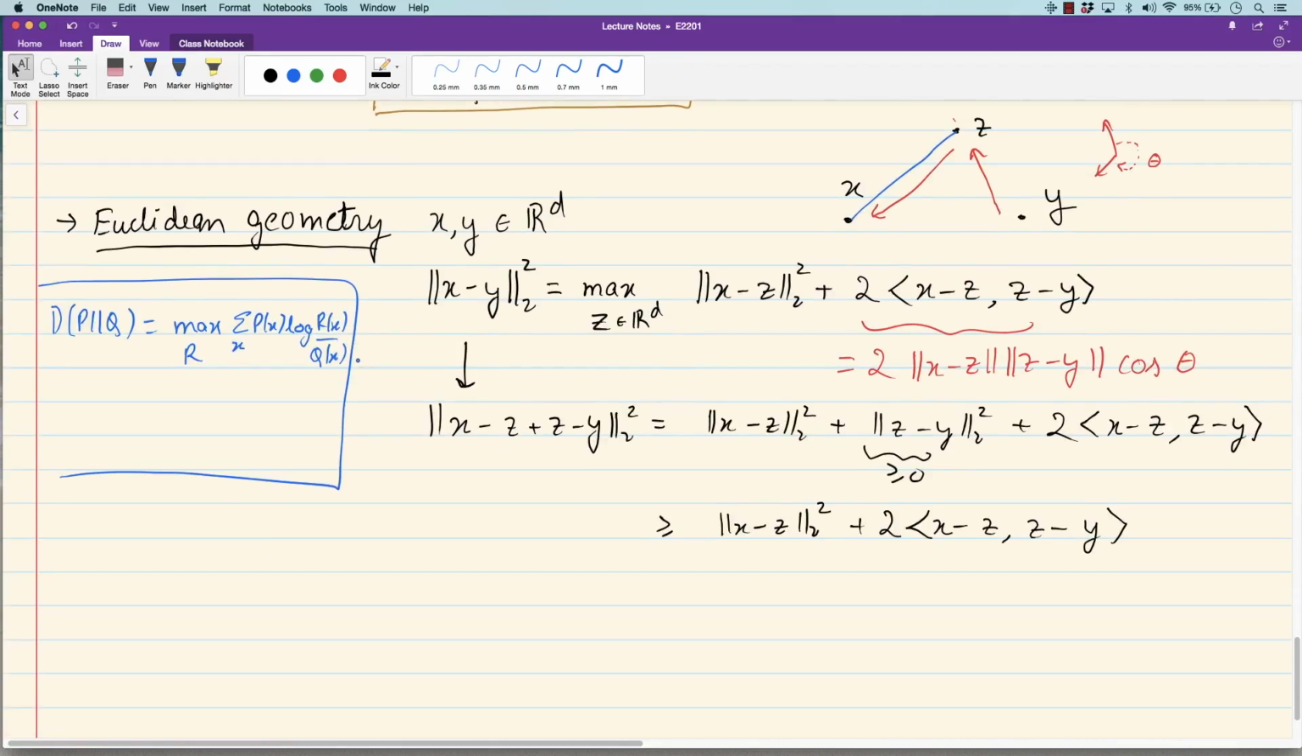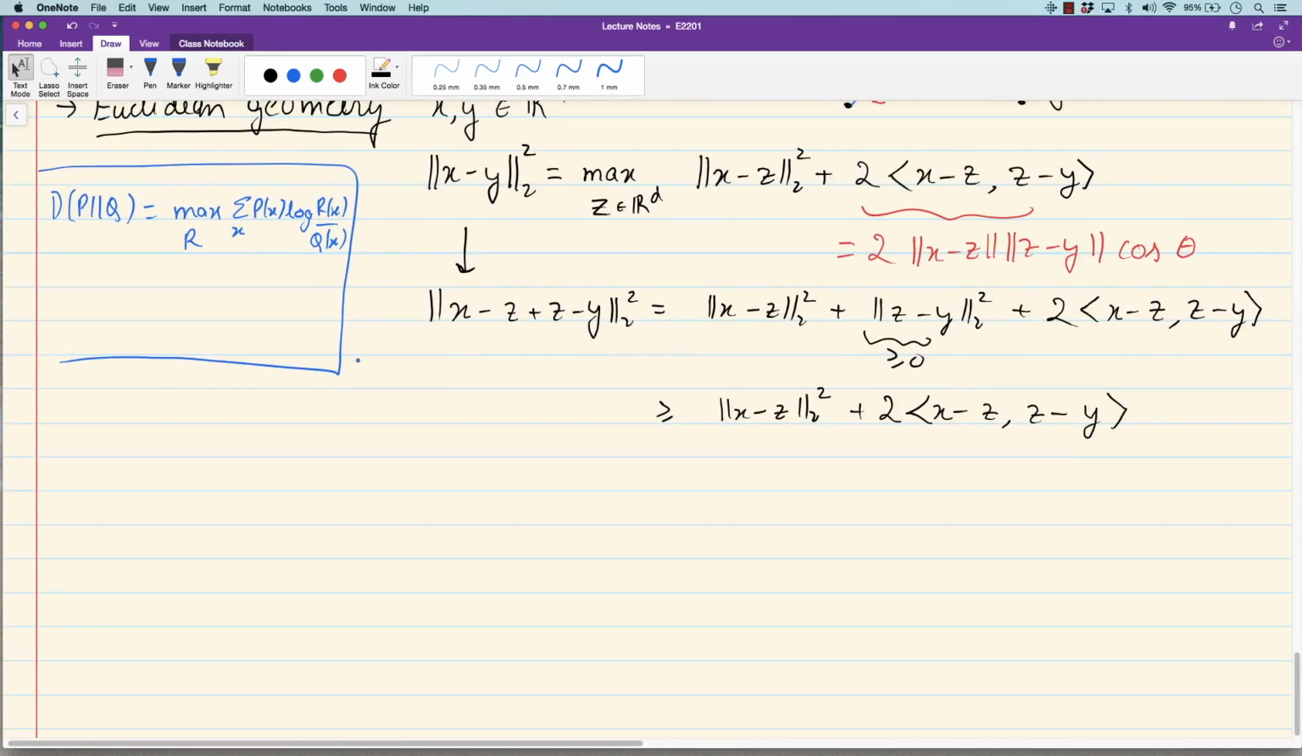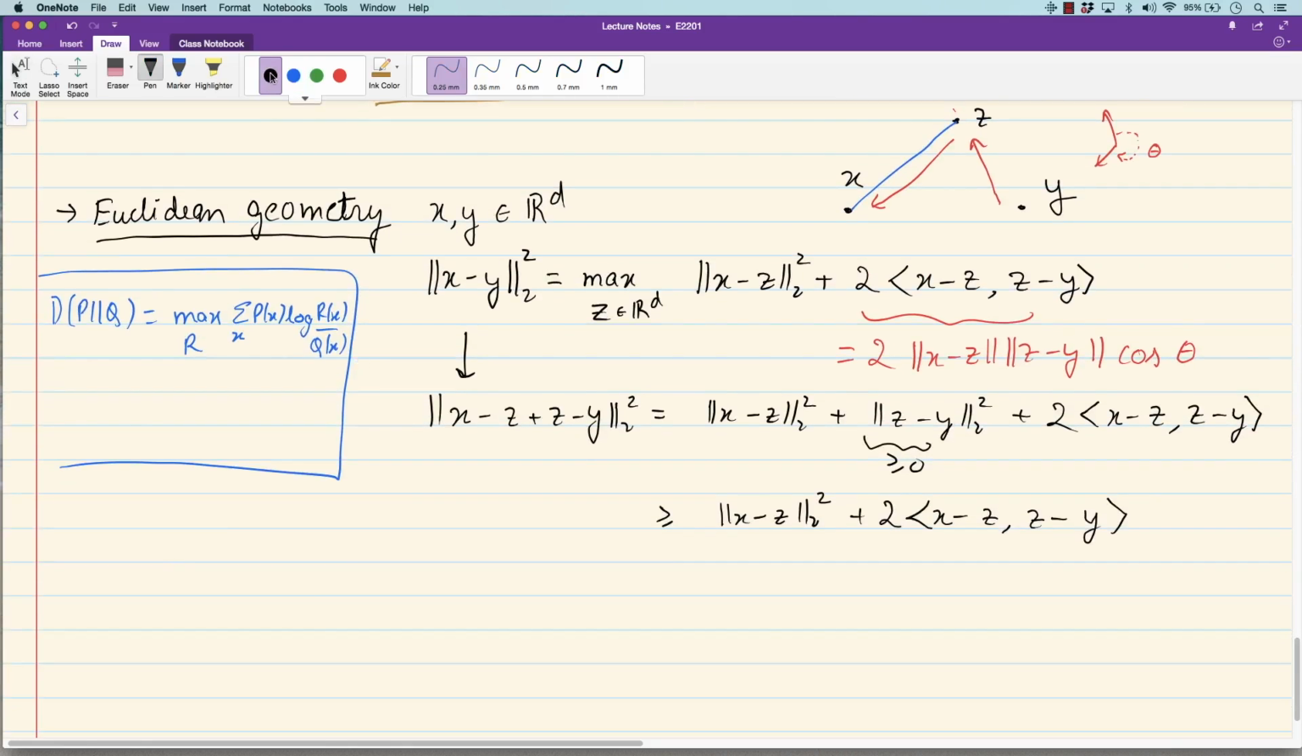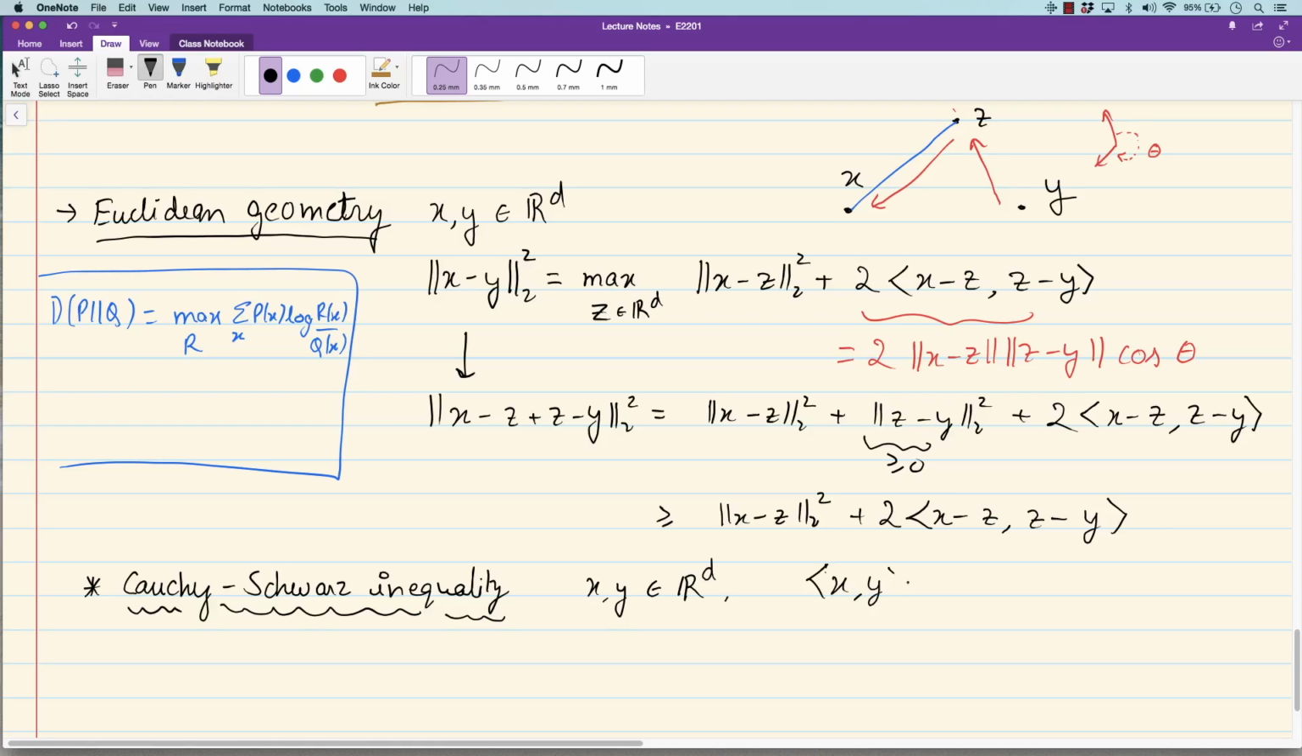Okay, this is first. Now, there's another very nice formula in Euclidean geometry which we use all the time, which, actually, if you don't use it, then you're not doing enough maths. And that's basically the Cauchy-Schwarz inequality. So what does the Cauchy-Schwarz inequality say? It says that if you have two vectors x and y in R^d, then the inner product between x and y. I've never defined it, I'm assuming that you are familiar with this guy, but let me just write it here.